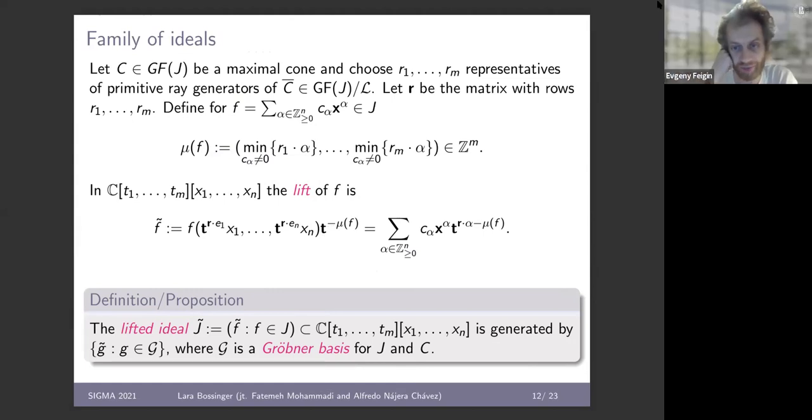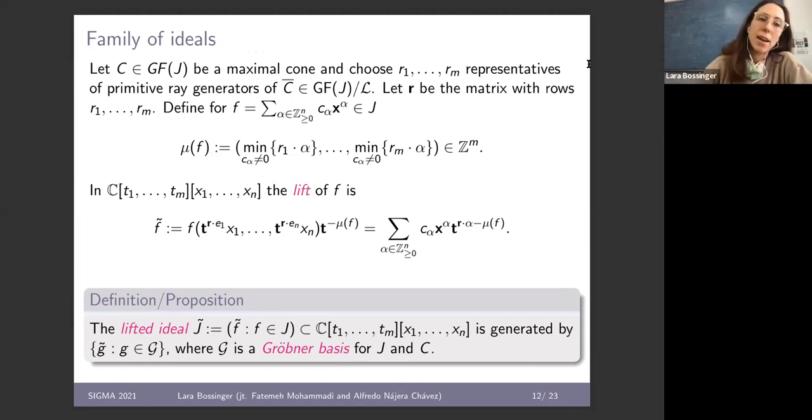So the vectors R1 up to Rm. So are you fixing them, or you somehow use all of them, or what? Yes, I fix them. This is a choice I make, but the result is independent of the choice.